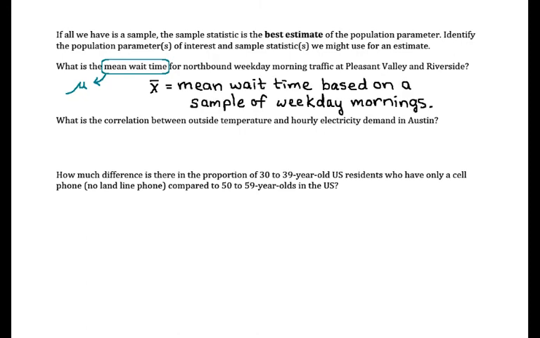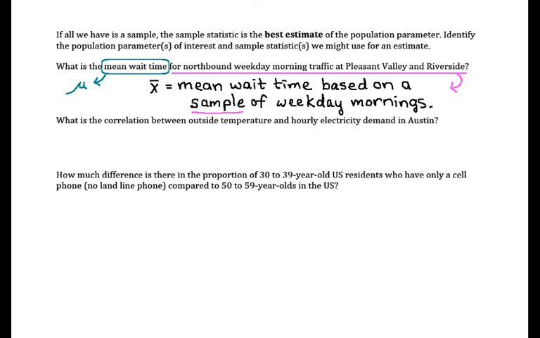As you can see, I filled in just enough to make it clear what we're talking about, what the distinction is between mu and x bar. Of course, I still do mean mean wait time for northbound weekday morning traffic at this particular intersection. I just didn't want to repeat all that wording again. The real distinction between mu and x bar is that x bar is based on a sample of weekday mornings.